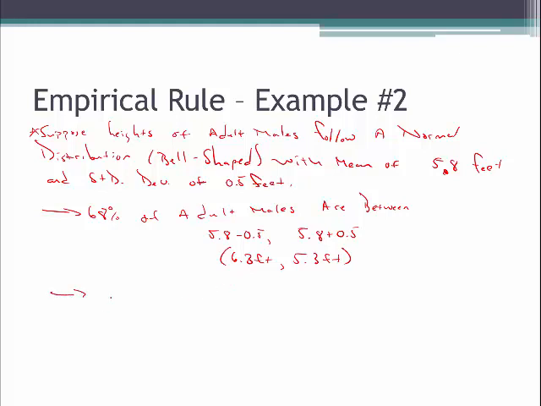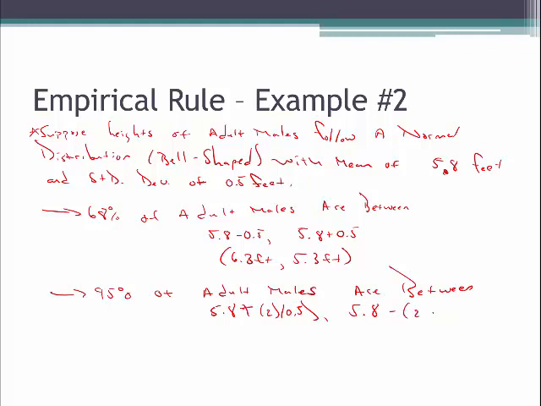You could go even further. You could say 95% of adult males are between, well, you could go 5.8 minus 2 times the standard deviation, or excuse me, plus 2 times the standard deviation, all the way to 5.8 minus 2 times the standard deviation. Well, 2 times that is 1, so that would be 6.8 feet to 4.8 feet. And that's how you would use the empirical rule here.